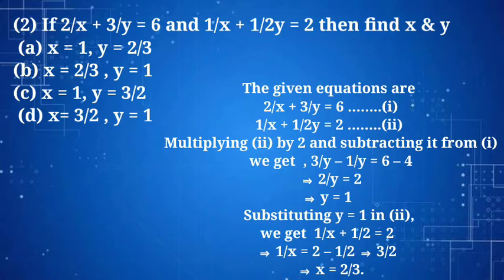Substitute y equal to 1 in equation number 2. So we get 1 by x plus 1 by 2 equal to 2. So after the calculation you will get x equal to 2 by 3. So which one is the correct answer? y equal to 1 and x equal to 2 by 3. That is option number B.